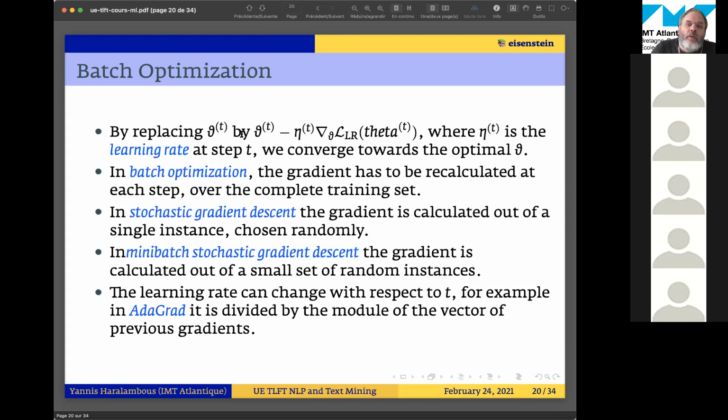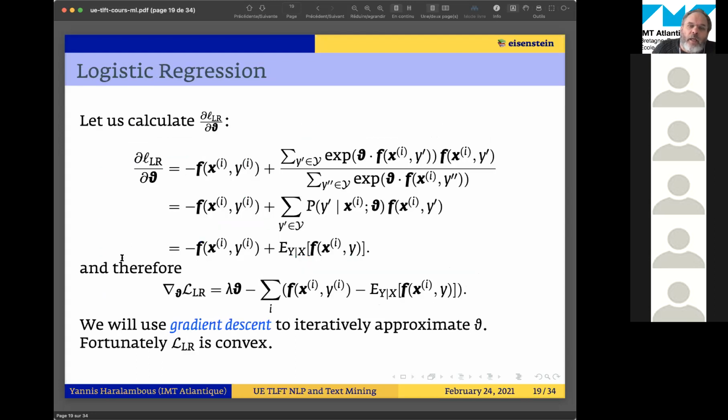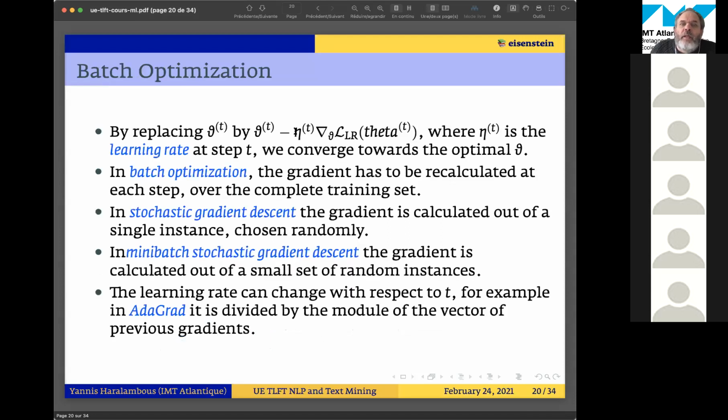If your likelihood is convex, this means that you have a global maximum or minimum. So maximum for likelihood, minimum for loss. If you have a global extremum, then you will get there sooner or later: sooner if your learning rate is high, later if your learning rate is low.